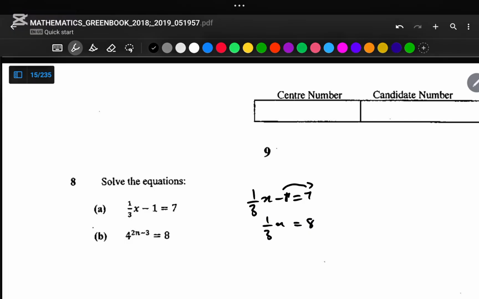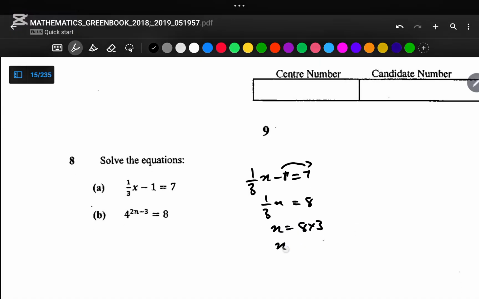So we are now having 1 over 3 by x being equal to 8. And then for us to make the coefficient of x positive 1, we multiply both sides by 3 so that we can get rid of this fraction on the left hand side of the equation. So it is now x being equal to 8 by 3, which is equal to 24. So our answer is 24. But the good thing with equations is that we can simply substitute your answer and prove that you have done it correctly.